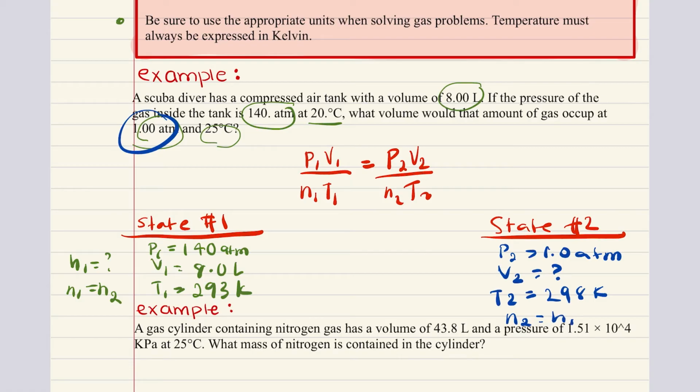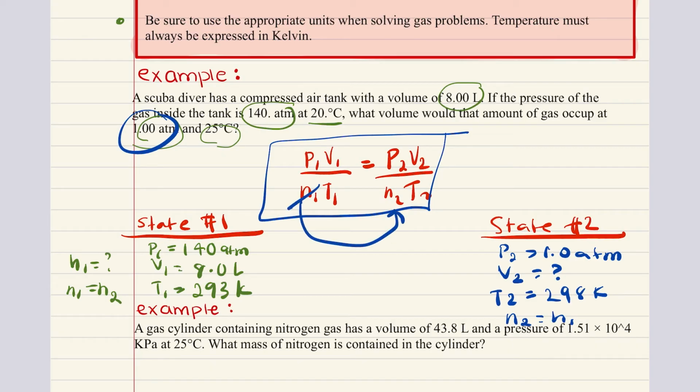So then if we're looking at our combined gas law, if n1 equals n2, we can go ahead and eliminate them on both sides. Now what we have is P1V1 over T1 is equal to P2V2 over T2.